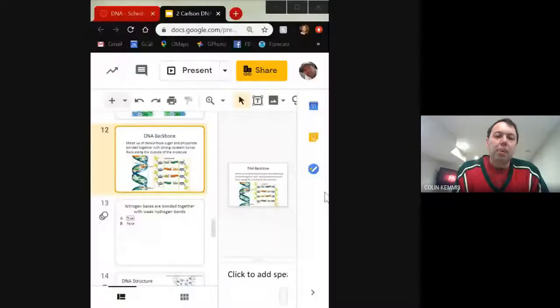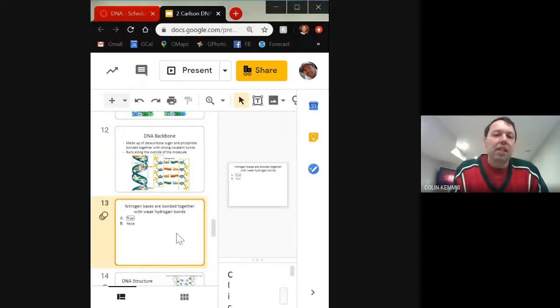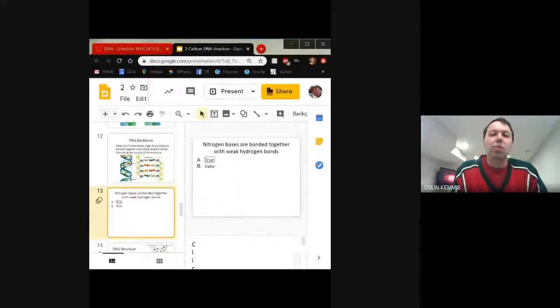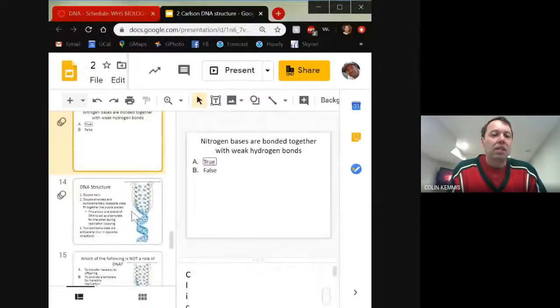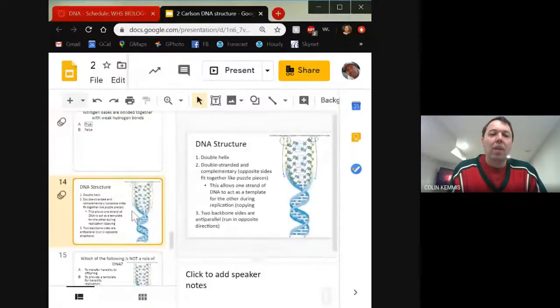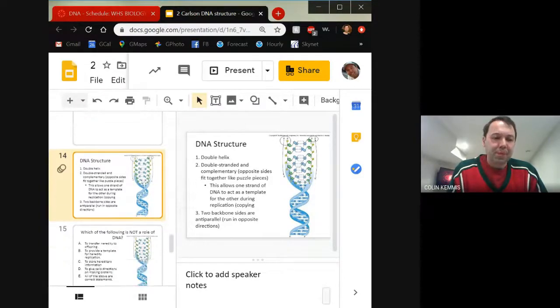All right, so the last bit here is a couple quiz questions. Nitrogen bases are bonded together with weak hydrogen bonds. Let me see. Yes, those were the hydrogen bonds down the middle. The nitrogenous bases were bonded with those dashed lines. Okay. Here's another summary diagram. You can see how the twisted ladder comes together. So take a look at that. It uses the vocab again.